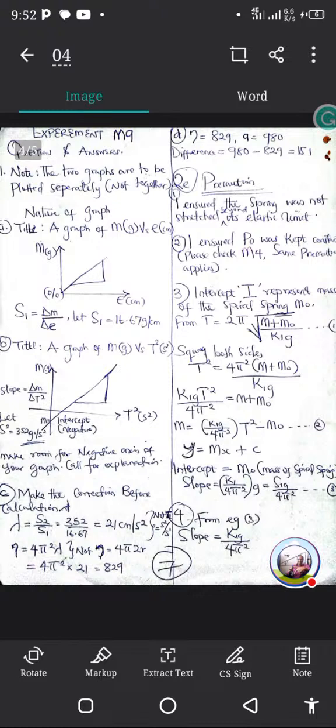So our n equals 829, our a equals 980. Then the difference is 980 minus 829. Now let me explain what that a actually stands for. That a is just like your acceleration due to gravity. Yes, acceleration due to gravity is 9.8 meters per second squared. But when you convert that to centimeters per second squared, that is multiplying by 100, you'll get 980. So 980 centimeters per second squared. That is exactly what you get there.